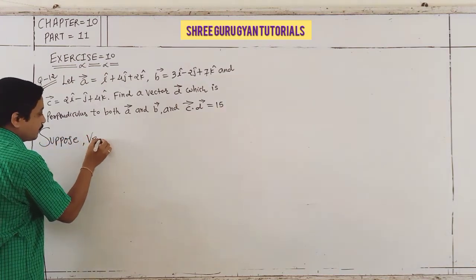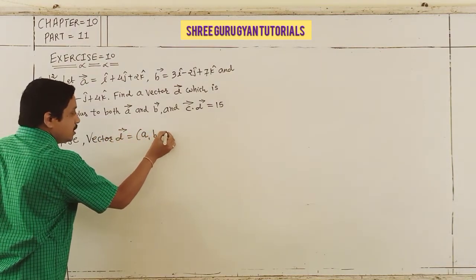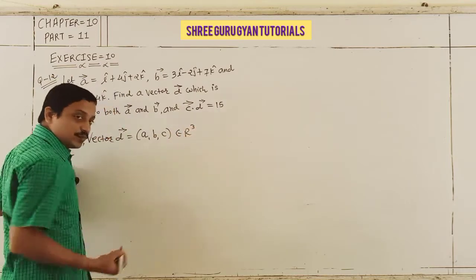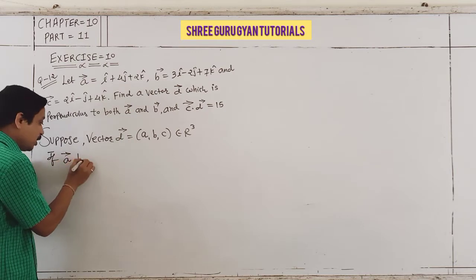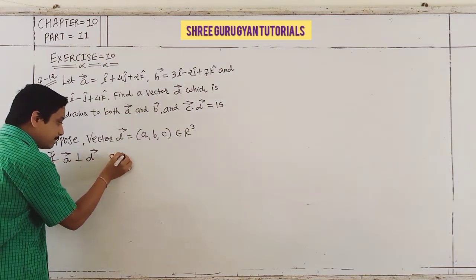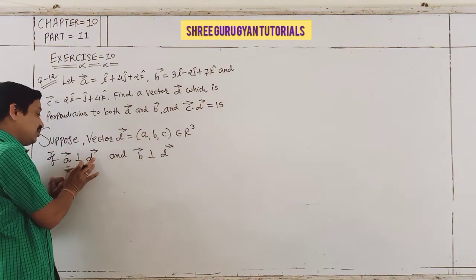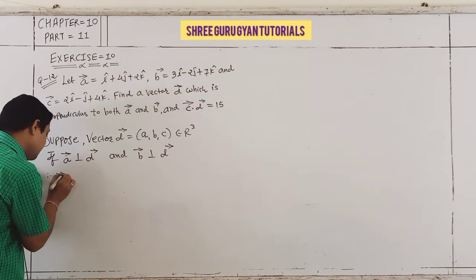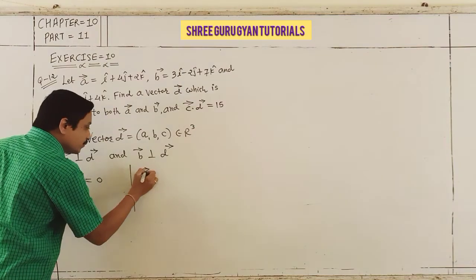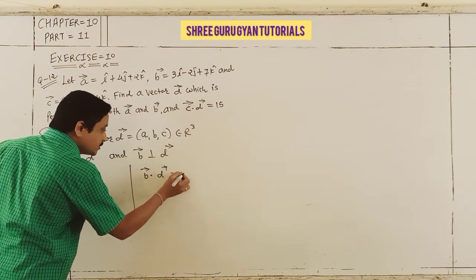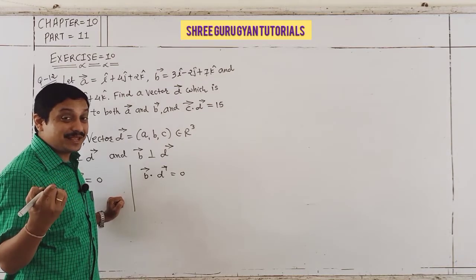vector D is an assumption, just like A, B, C belongs to R cube. A is perpendicular to D and B is perpendicular to D, given that it is perpendicular to both, so A dot D is 0 and also B dot D is 0. You easily take the dot product of A, B and D.